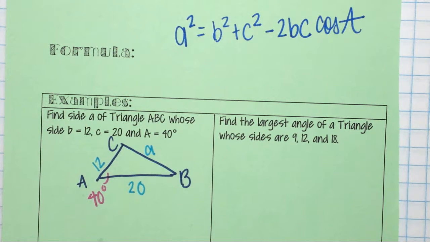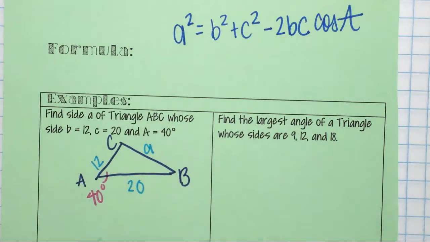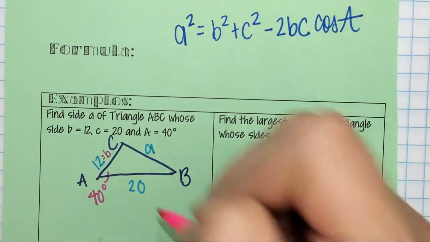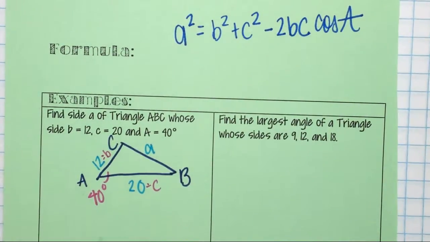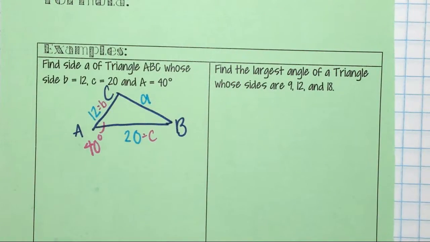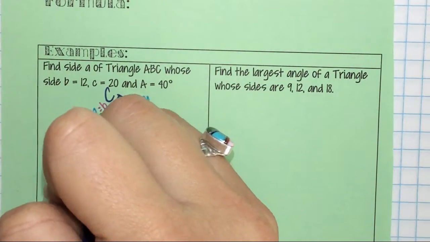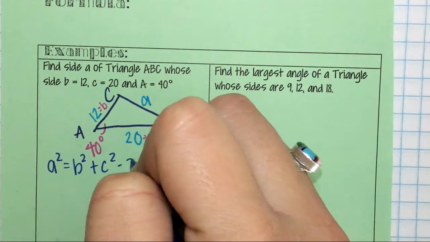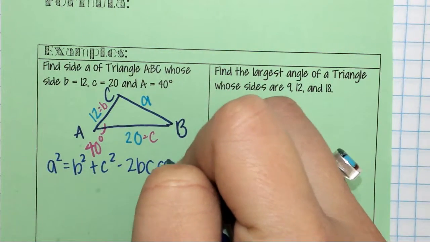How are we feeling so far? Pretty good. All right, so 12 equals b and 20 equals c. All we're going to do is plug it into our formula. Now, our formula is a squared equals b squared plus c squared minus 2bc cosine of A.